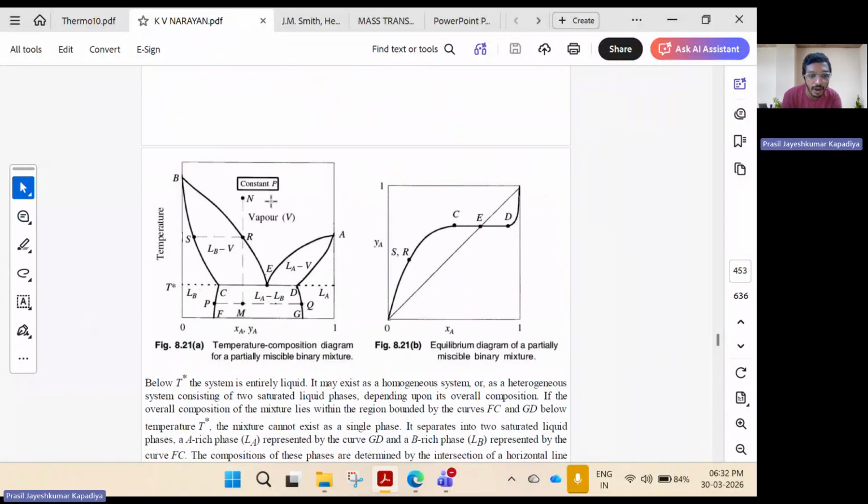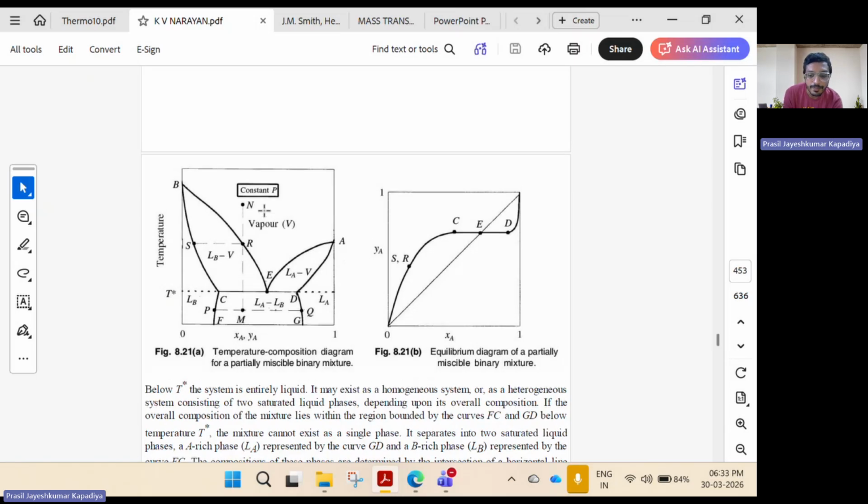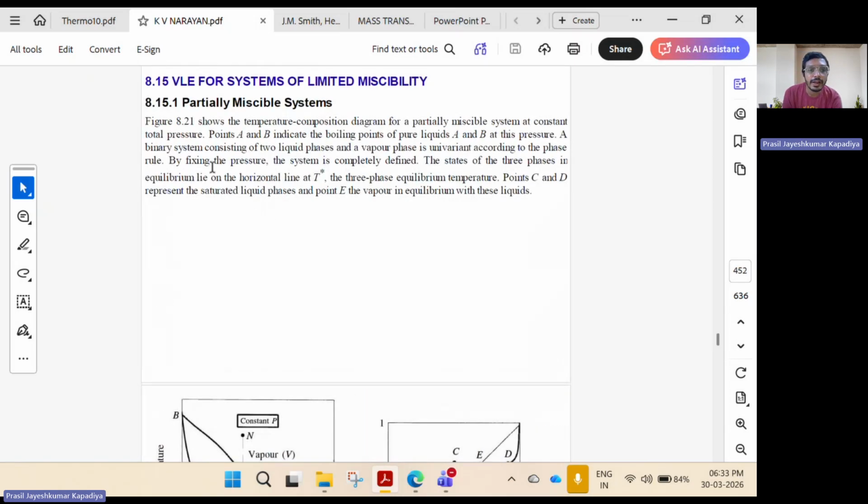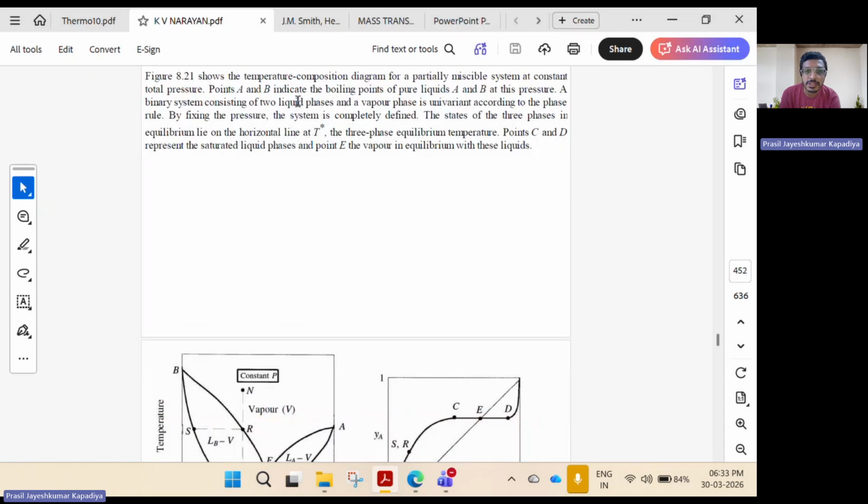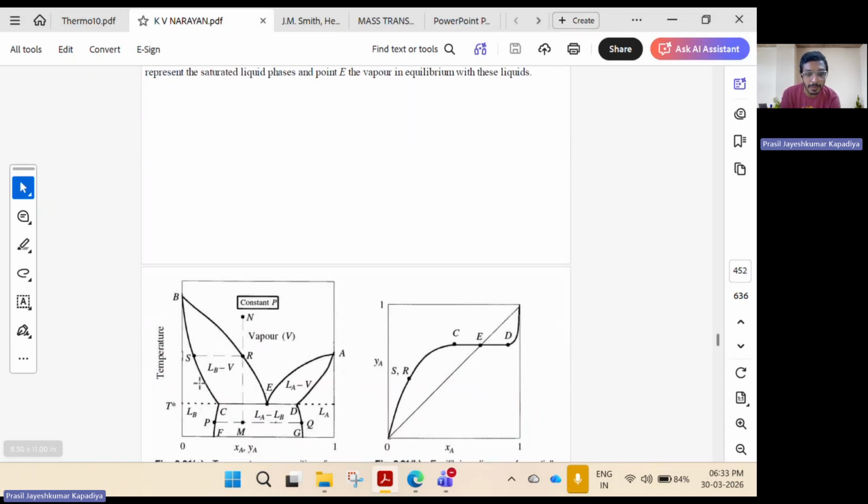This is how the temperature composition diagram looks for partially miscible systems. So what do we have here? We have one vapor phase and two liquid phases, La and Lb, in equilibrium with the vapor phase. Figure 8.21 shows the temperature composition diagram for a partially miscible system at constant total pressure.